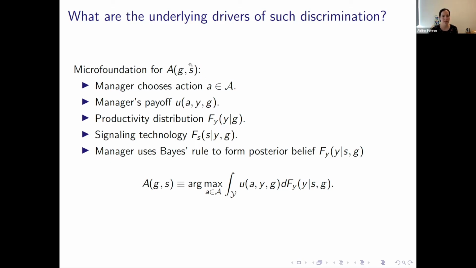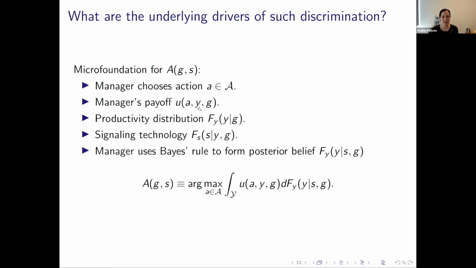So let's put this in a classic economic decision environment. Let's suppose the manager chooses some action A. The manager has a payoff or utility function that depends on their action choice, the underlying or unobserved productivity of the worker, as well as potentially the worker's group identity.